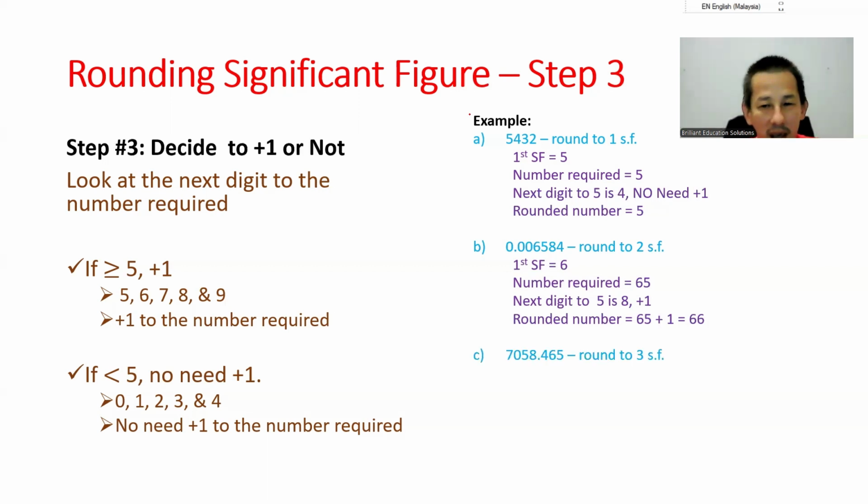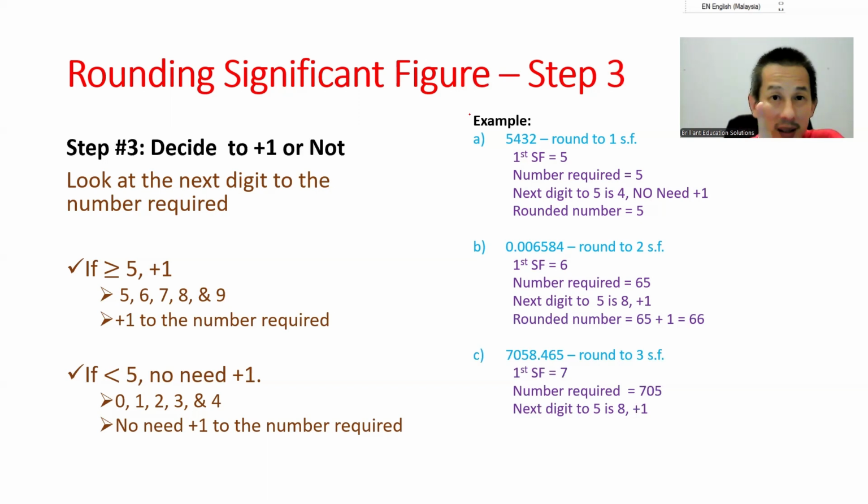Now you move on to the next example. So it's 7058.465. You round to 3 significant figures. The first significant figure is 7, and the number required is 3 significant figures, therefore it's 705. And then the next digit after 5 is also 8, and therefore you need to add 1. Remember, add 1 when it's more than or equal to 5. So your rounded number is 705 plus 1, which is 706. It's easy.